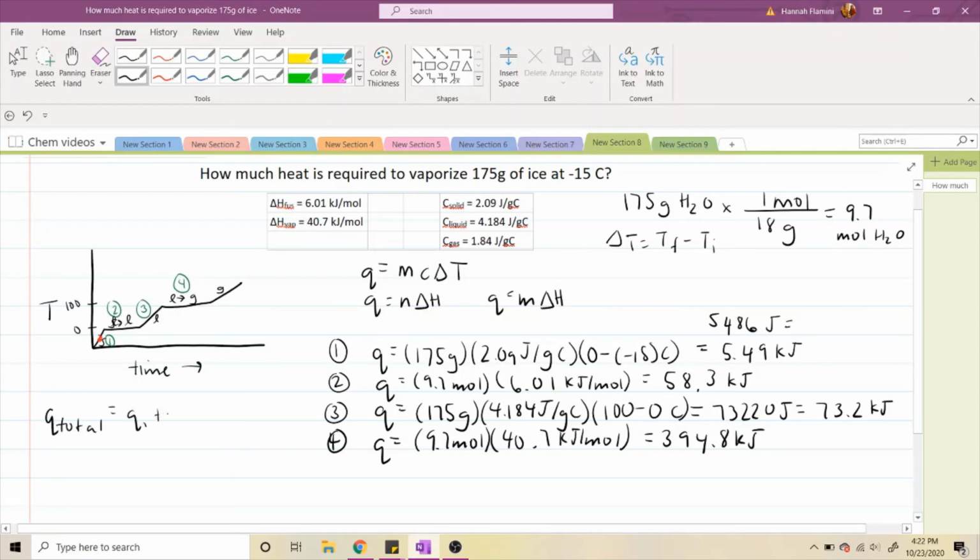So we solve for each of these 4 steps on the heating curve, and Q total just equals Q1 plus Q2 plus Q3 plus Q4. When we add all 4 of our answers together, which are all in kilojoules, it gets us 531.8 kilojoules. And that's how much heat it takes to get ice at negative 15 degrees all the way to the gas phase.